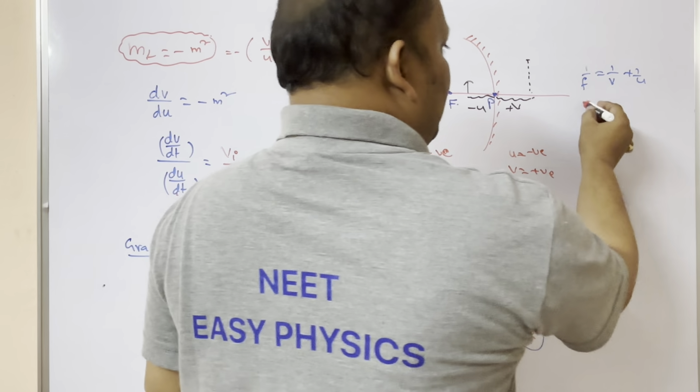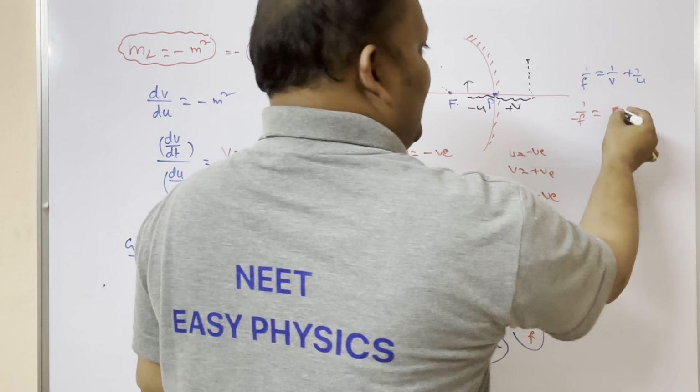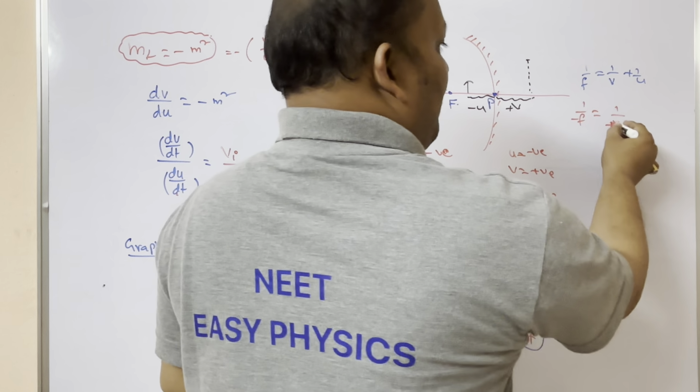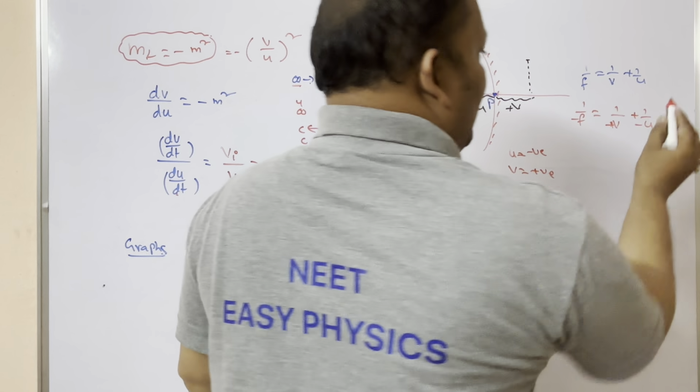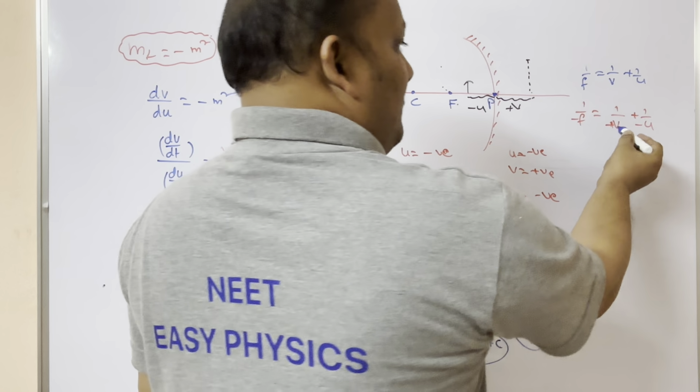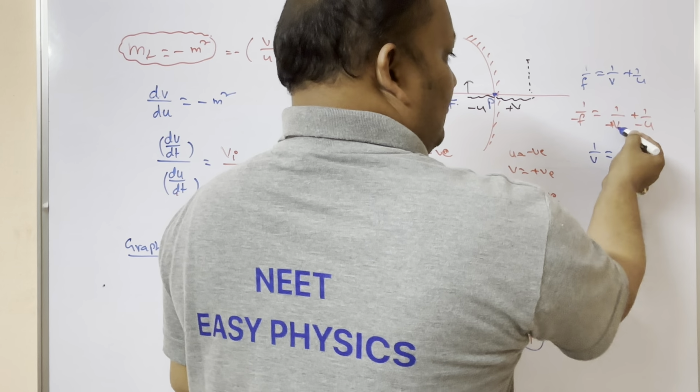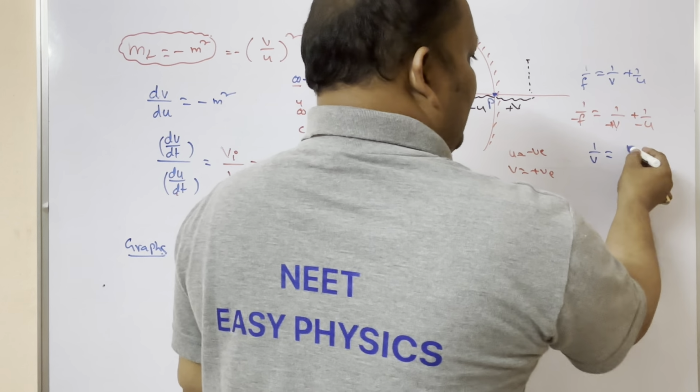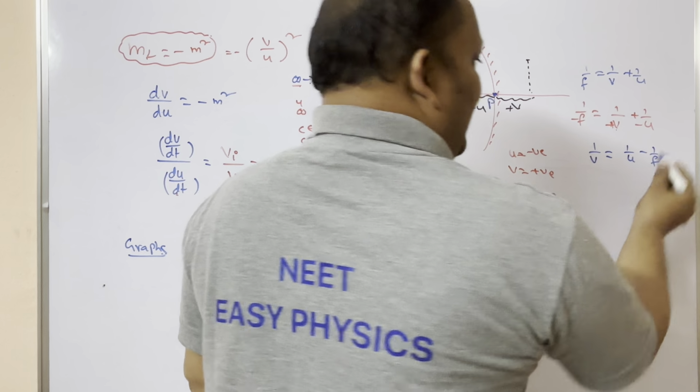Focal length is negative, so minus 1 by f. Image is positive, plus v. So plus 1 by u is negative, minus. So we want the y axis on the left side, 1 by v. You can bring this one to get 1 by v equals 1 by u minus 1 by f.